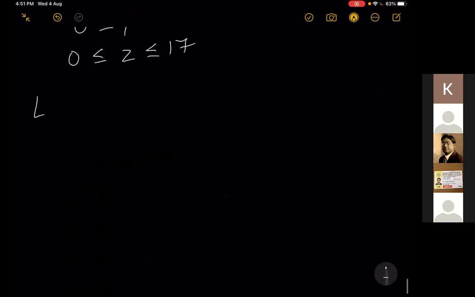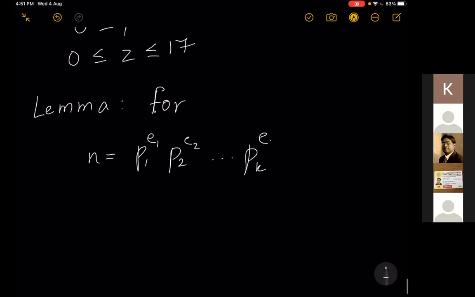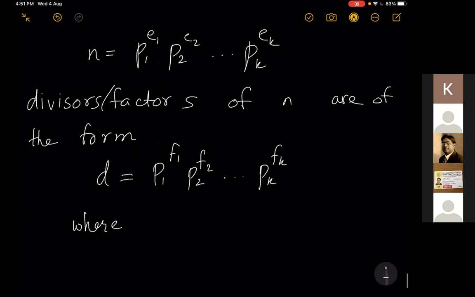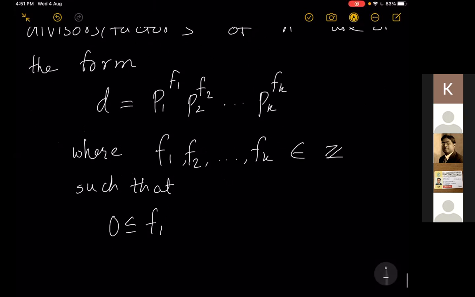So this is my lemma. For n equal to p1 to the power e1, p2 to the power e2, up to pk to the power ek, divisors or factors of n are of the form d equal to p1 to the power f1, p2 to the power f2, up to pk to the power fk, where f1, f2, up to fk are integers such that 0 ≤ f1 ≤ e1, 0 ≤ f2 ≤ e2, and so on.